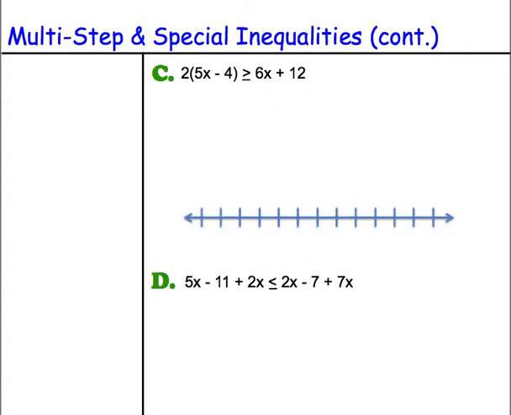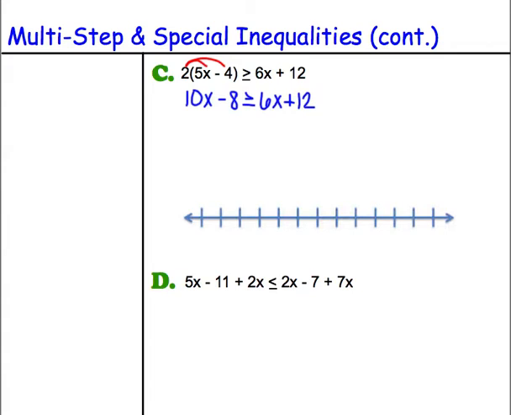Moving on to the next one. We are first going to start off by distributing that 2 into both terms inside the parentheses, which will give me 10x minus 8 is greater than or equal to 6x plus 12.